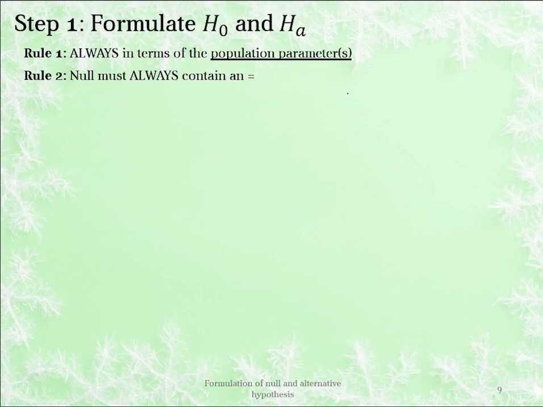I think when you get to second year, you will do it maybe with a less or equal or a greater or equal, but you will never be wrong if you just put an equal sign in your null hypothesis. Then your alternative, on the other hand, must never, ever, ever contain an equal sign of any form. So no equal, no less or equal, no greater or equal. It must never be there. So let's look at a few examples.